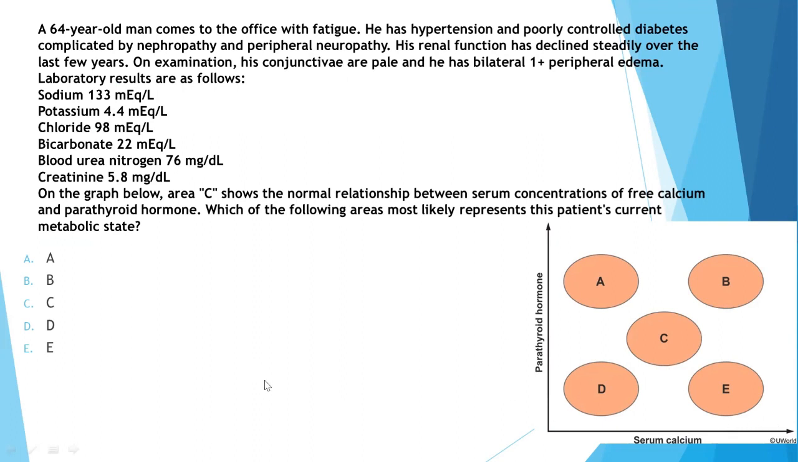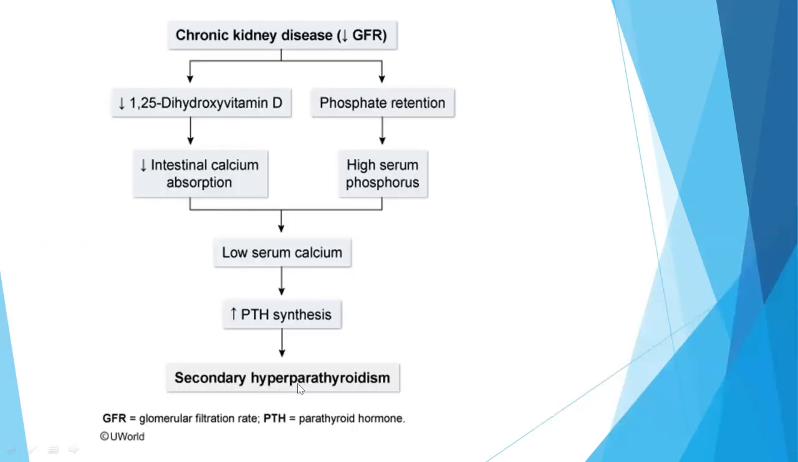So this question is asking us mainly about the PTH and the calcium state in a chronic kidney disease patient. So in case of CKD, where there is decreased GFR, there is decreased vitamin D. Whenever there is decreased vitamin D, there is decreased intestinal calcium absorption. Also, due to the decreased GFR, there is phosphate retention and there is high serum phosphorus. Now, all this leads to low serum calcium. And whenever there is low serum calcium, it causes an increase in the PTH synthesis. So decreased calcium, decreased vitamin D, and increased PTH in case of CKD due to secondary hyperparathyroidism.